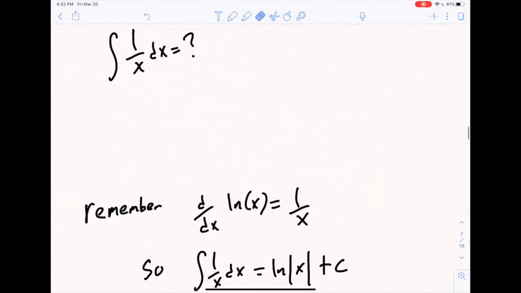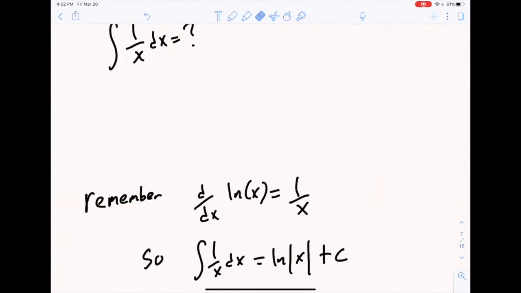But remember that the derivative with respect to x of the natural log of x is 1 over x. And so the integral of 1 over x dx is the natural log of the absolute value of x plus c. Note we have to have the absolute value there because the natural log isn't defined for negative numbers.